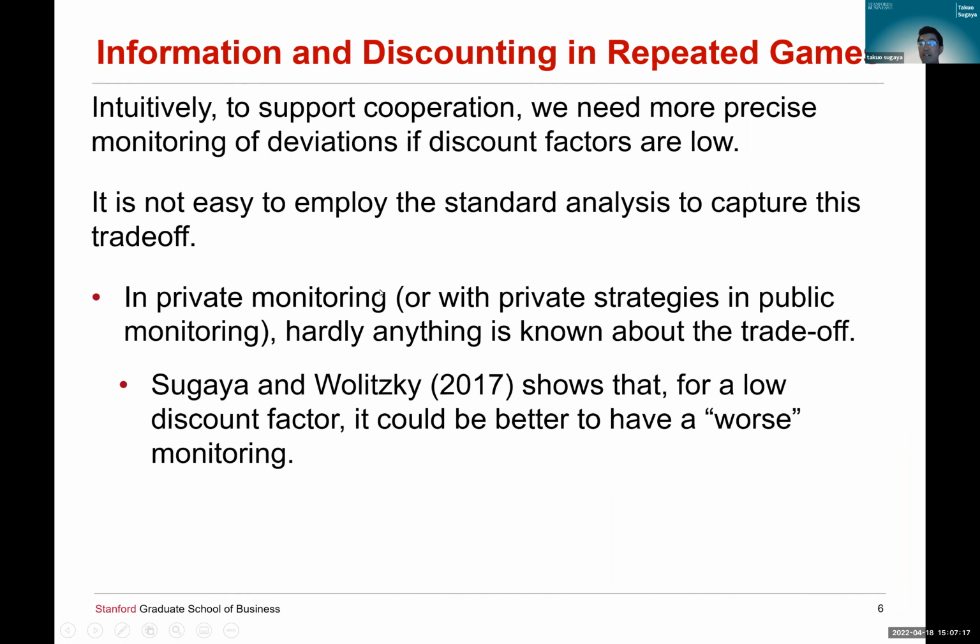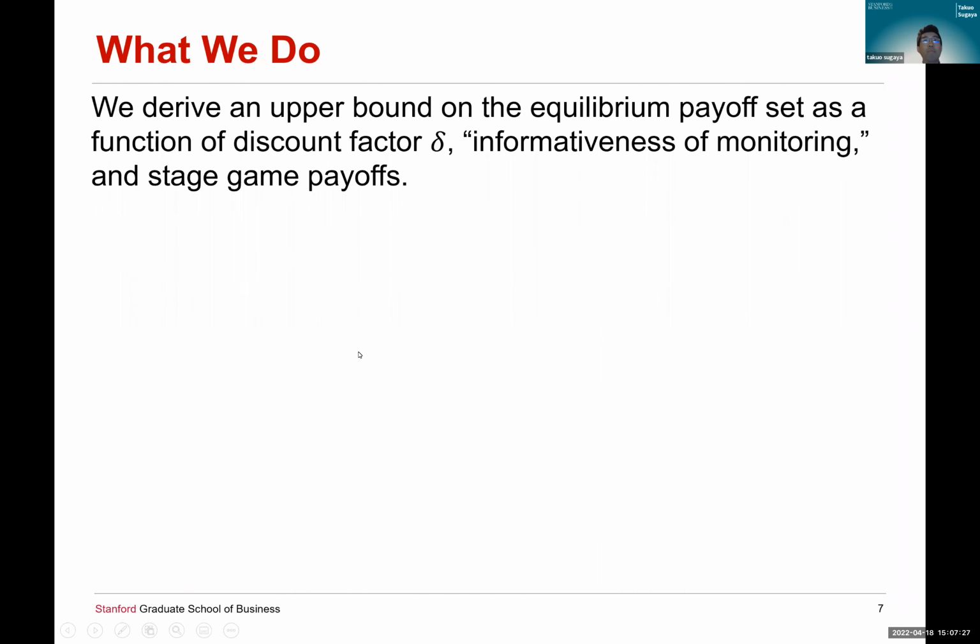So that's the current state of our literature. What we do is derive an upper bound. We don't fully characterize the equilibrium payoff set given a stage game, a discount factor, and a monitoring structure. Rather, we derive an upper bound on the equilibrium payoff set. That upper bound is a function of the discount factor, the informativeness of monitoring that I will define formally later, and the stage game payoffs. So if you give me these three, the discount factor, the distribution of signals conditional on actions, and the stage game payoffs, then I can calculate this upper bound.